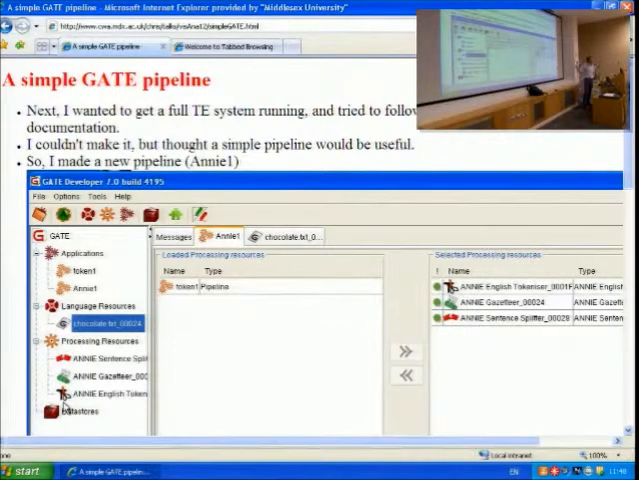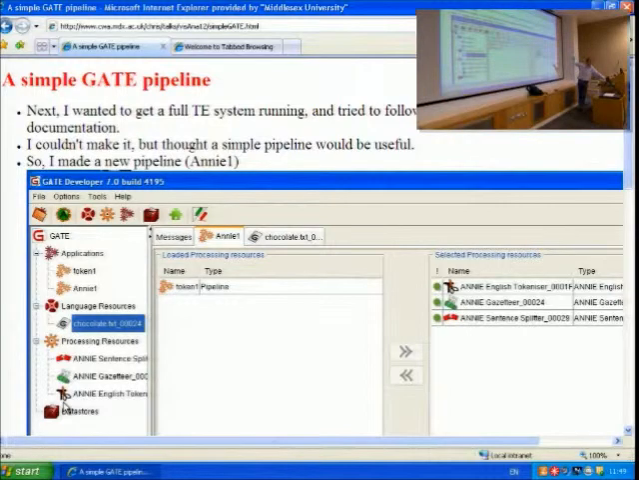So what they've given you is a pre-packaged text extraction system. Right? So they've given you the tokens, or, I'm sorry, the processing resources that you need to do text extraction. Except they don't really. They give you the processing things you need to almost do text extraction, but not quite. You have to play around to get the extra stuff going, and I couldn't manage to do that in the few hours I had. I couldn't make it, but thought a simple pipeline would be useful.